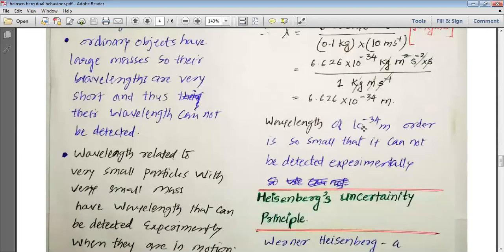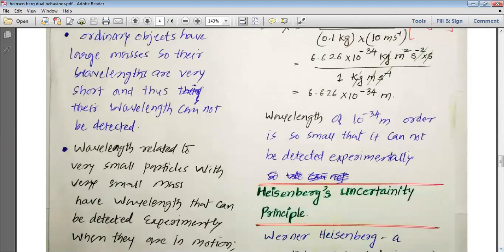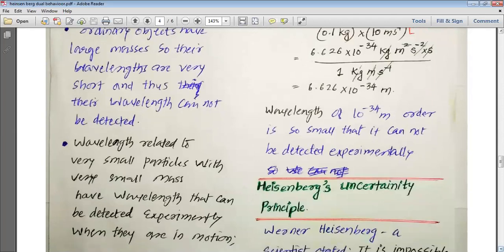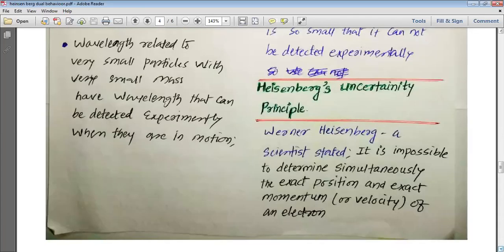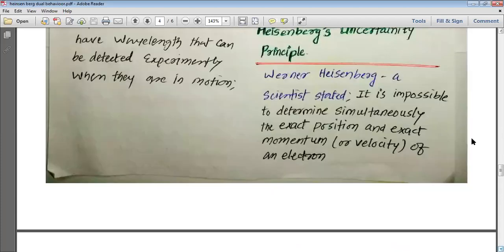Ultimately, the wavelength is of the order of 10 to the power minus 34 meter. This order of wavelength is so small that it cannot be detected experimentally, and that is why there is no significance of having wave nature for a ball weighing 0.1 kg. Now we need to understand Heisenberg's uncertainty principle.